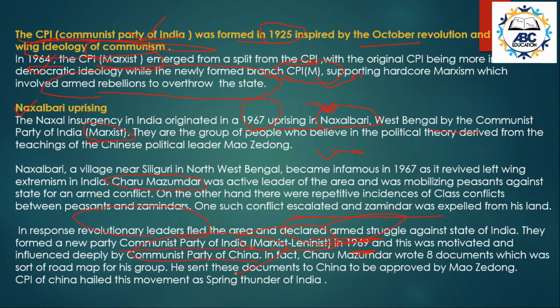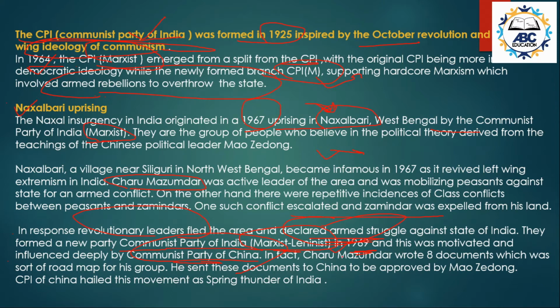Majumdar. एक नॉर्मल सा पेजेंट एंड जमींदार का कॉन्फ्लिक्ट एस्केलेट हो गया बहुत ज़्यादा after a small incident sparked it, and then as a result of which ये पूरा other revolutionary leaders also joined this particular uprising, and they declared an armed struggle against the state of India. And after this incident, a new party was formed which is called the CPI-ML Marxist-Leninist in 1969, and it was influenced by the Communist Party of China.